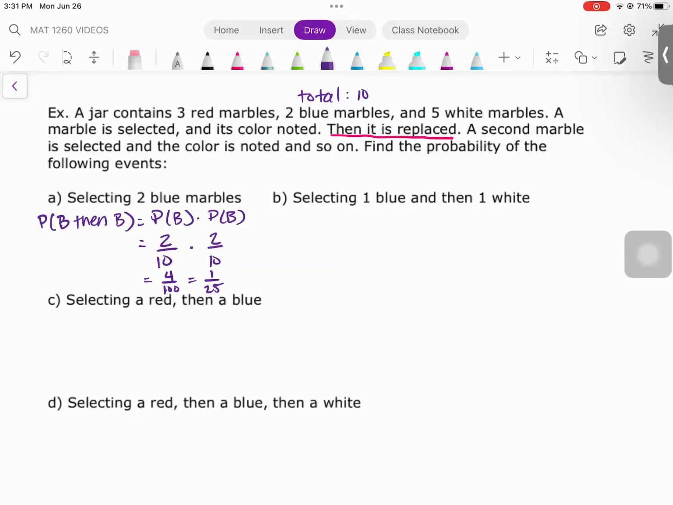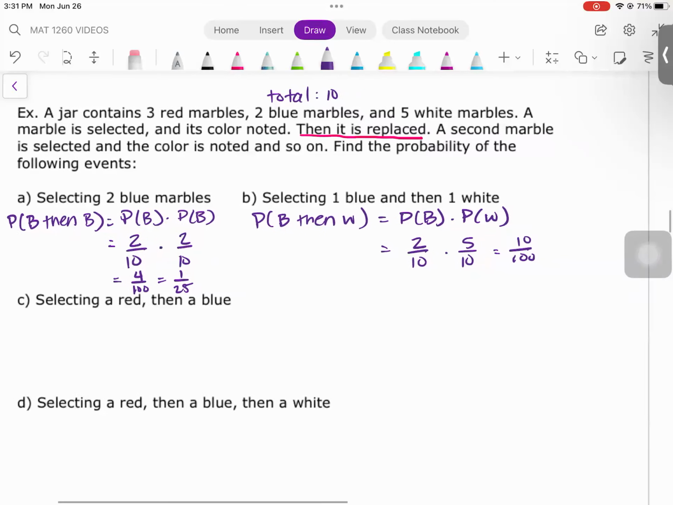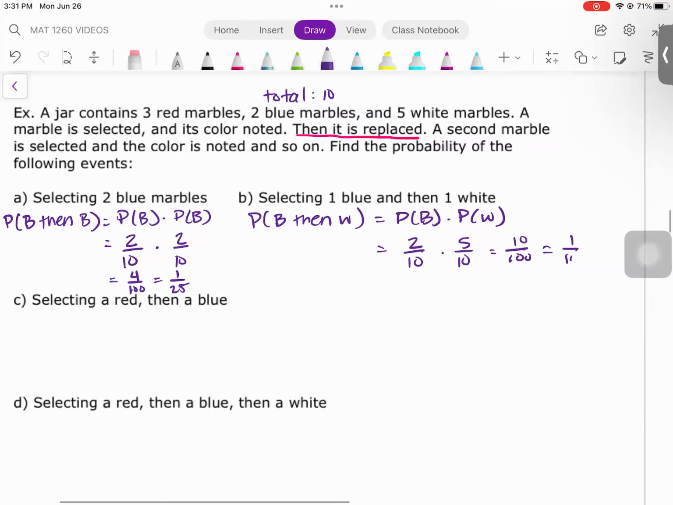Find the probability of selecting 1 blue marble and then 1 white marble. So this is the probability of blue, then white, which is the probability of blue times the probability of white. The probability that we select a blue marble is 2 out of 10. After we've replaced our first marble, the probability that we select a white marble is 5 out of 10. Multiplying across, we get 10/100 or 1/10.